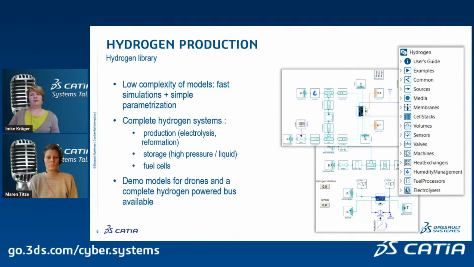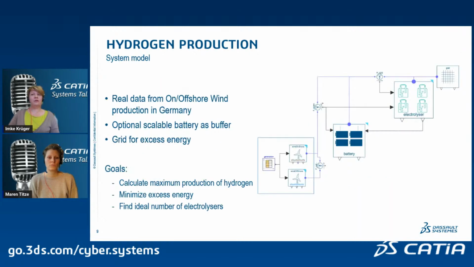With the Hydrogen Library, you can model complete hydrogen systems. For example, for production, we have electrolyzers, or also reformation modeling. For example, here at the bottom, this is a methane reformation system. But we also have models for storage or for fuel cells. With Dymola, you can also get demo models for drones, and also a complete hydrogen-powered bus in your Dymola software. So this is now the model that I use for the studies.